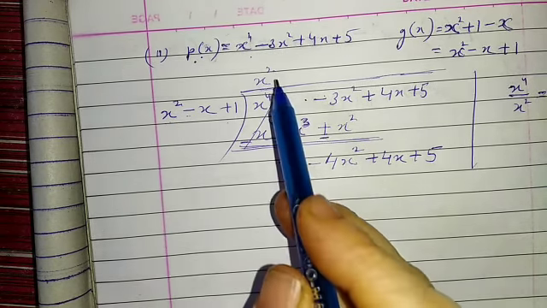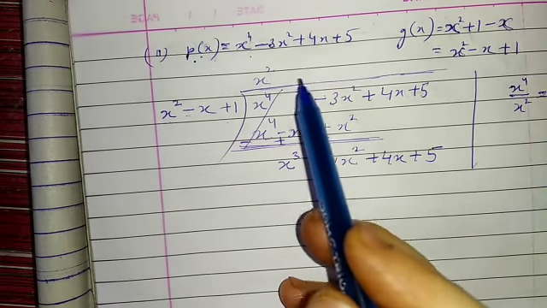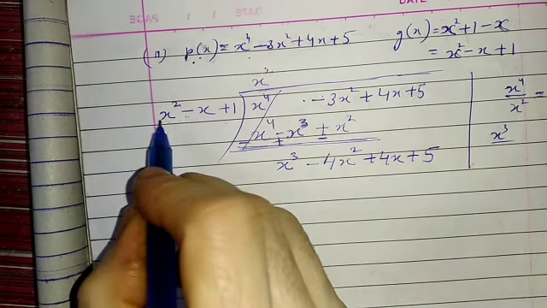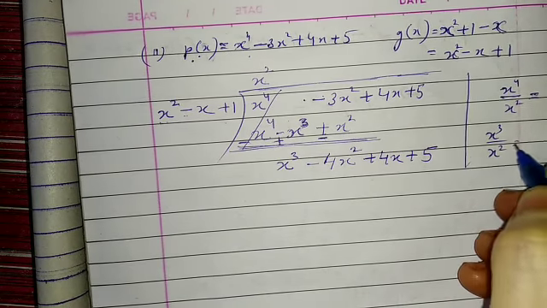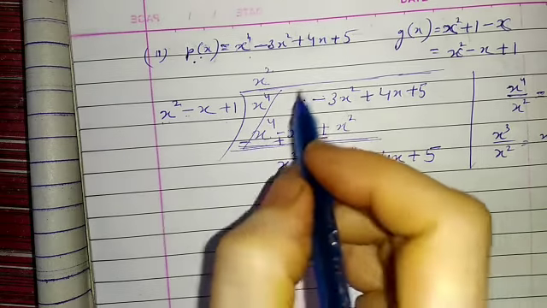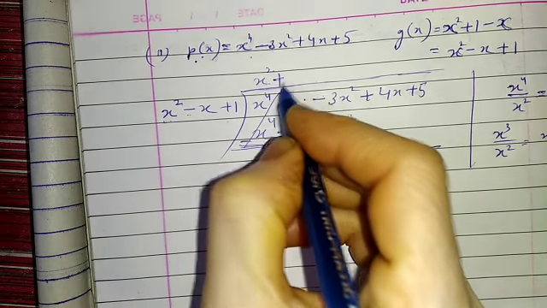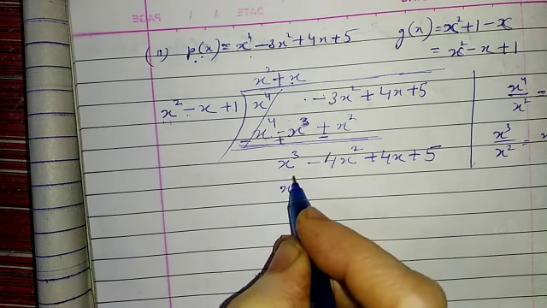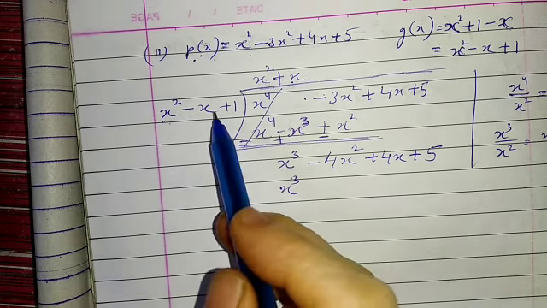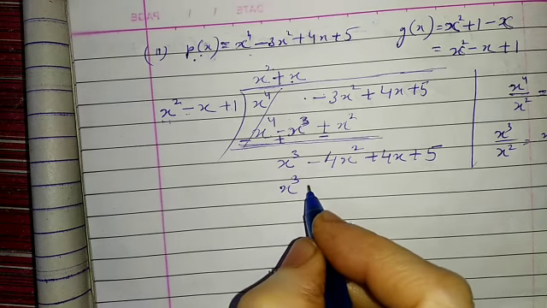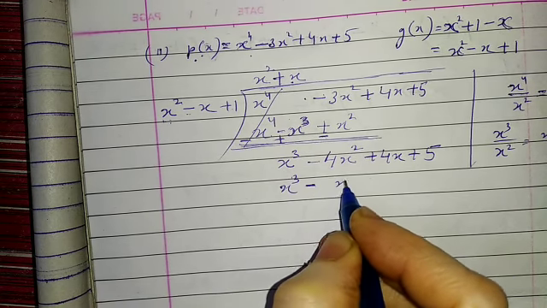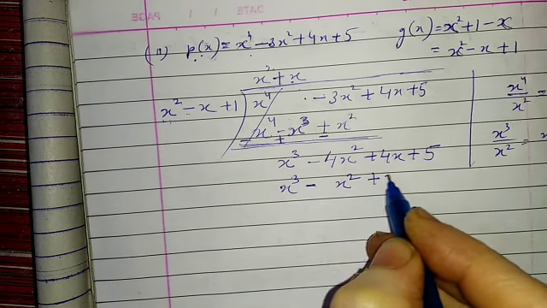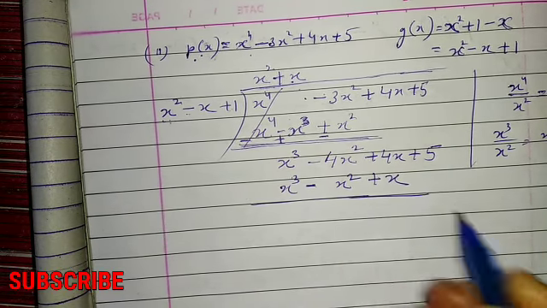and then plus 4x plus 5. Now what will be the next term of the quotient? Divide it, x cube divided by x square, that is x. So divide by x. Now x into x square is equal to x cube, and x into x is x square, so minus x square, and x into 1 is equal to x. So write here x.